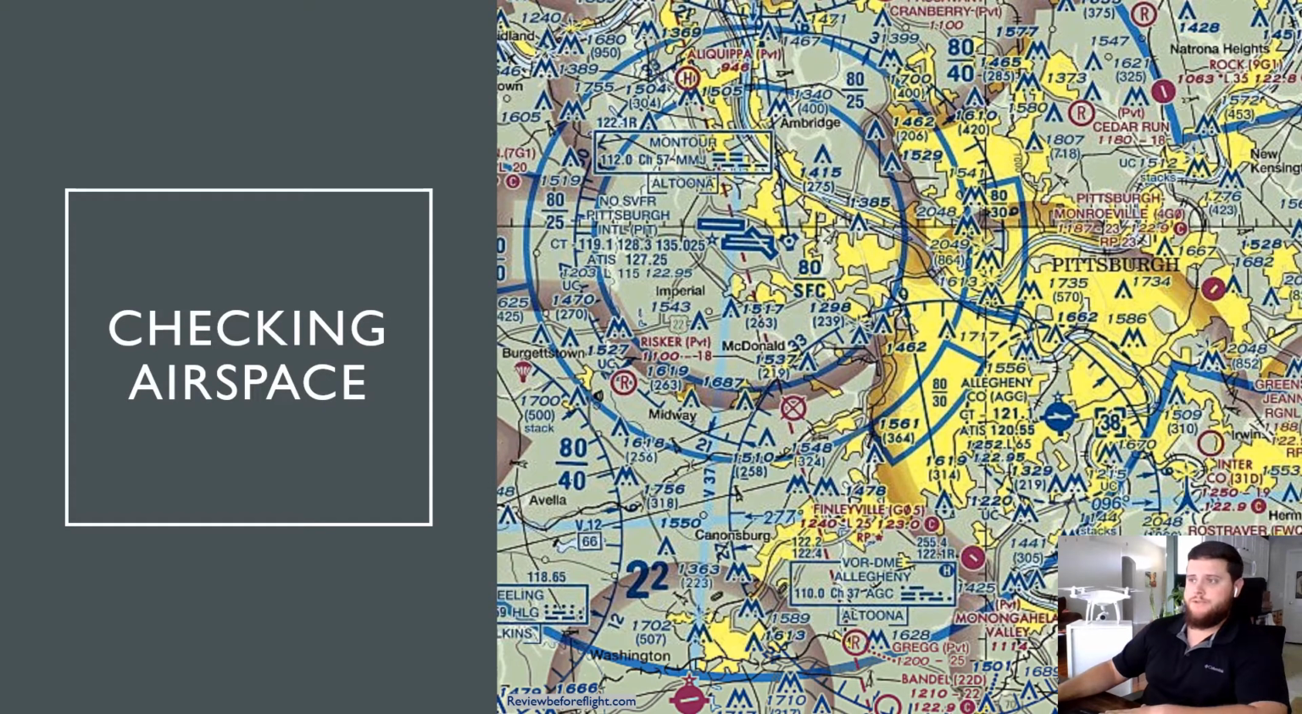As we move into the next ring, we see that it says 25, and above that it says 80 as well. So again, the top ceiling is 8,000 feet. The floor of controlled airspace is 2,500 feet. So controlled airspace starts at 2,500 feet and goes to 8,000 feet. So if we wanted to fly our drone at 300 feet, we're not flying within controlled airspace.